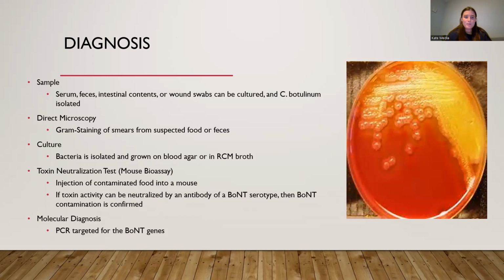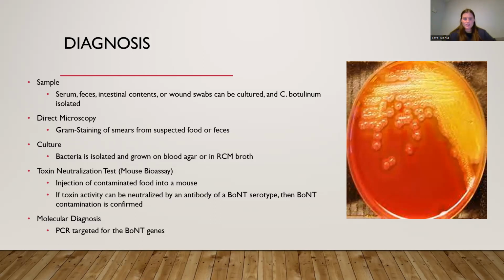Diagnosis of botulism. So you can get a sample from serum, feces, intestinal contents, or wound swabs, depending on which type of botulism you may have been infected with. And it can be cultured and isolated, as we can see in the picture to the right. There's also direct microscopy, so this is gram staining of smears from what you think might be a suspected food or feces from somebody you may suspect has botulism.